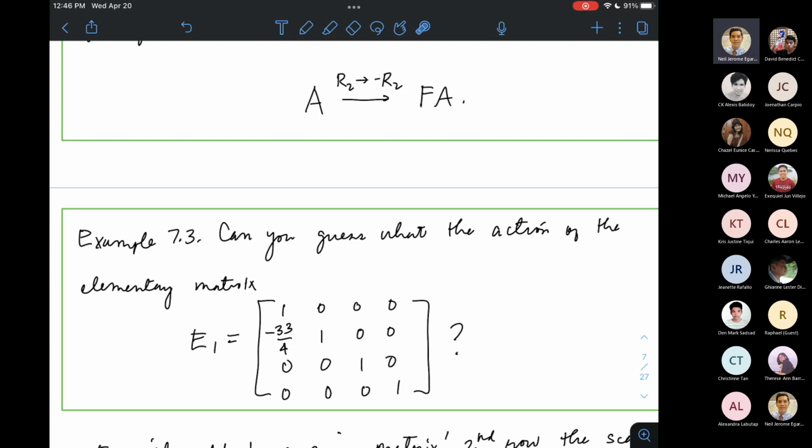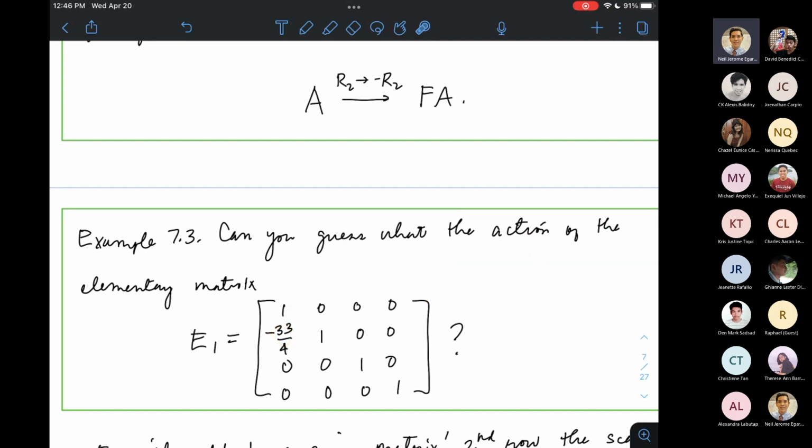Yes, very good, Michael. Yes, nag-row translate ako. You translated the second row of the identity matrix by -33/4 times the first row. Okay? So ano siya? Identity matrix na yung second row ay pinalitan ko ng second row minus 33/4 ng row 1. Okay? Kasi ito ay mamumultiply ng -33/4.